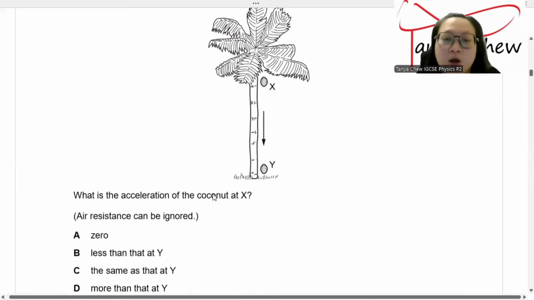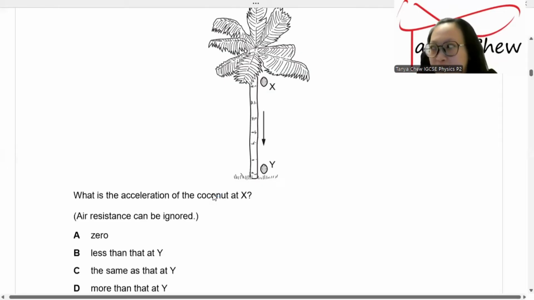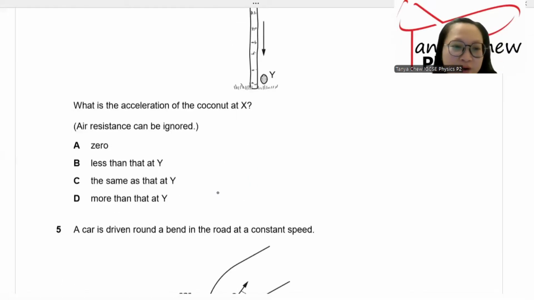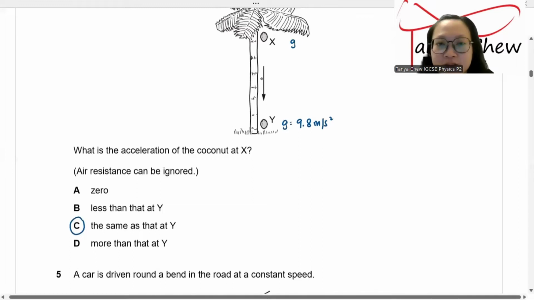Whenever I give you some tips here, whenever you see that the question did mention that the air resistance is being ignored, the only force that acts on any falling object will be gravitational force. And the gravitational force depends on gravitational field strength, or the gravitational acceleration, which is also constant. So that is why the answer is C. Because the gravitational acceleration at Y is 9.8 meters per second squared, and the gravitational acceleration at point X is also equal to 9.8 meters per second squared.